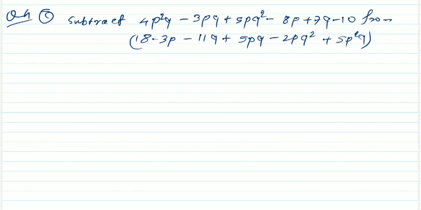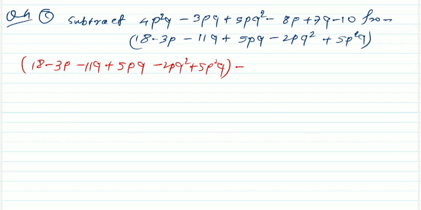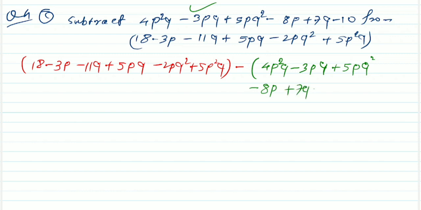So we are going to start by writing this number first. 18 minus 3p minus 11q plus 5pq minus 2pq square plus 5p square q. From this we are going to subtract the second number, this one, 4p square q minus 3pq. Don't mind my p and q, they are not that good, and when I am writing on the whiteboard it becomes even much worse. So please pardon me. Minus 8p plus 7q minus 10.